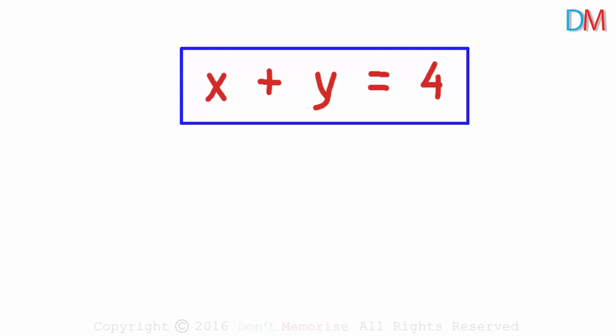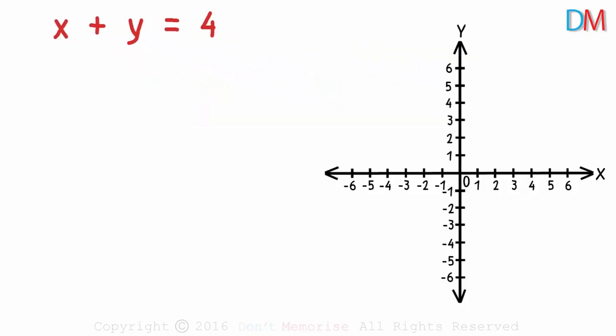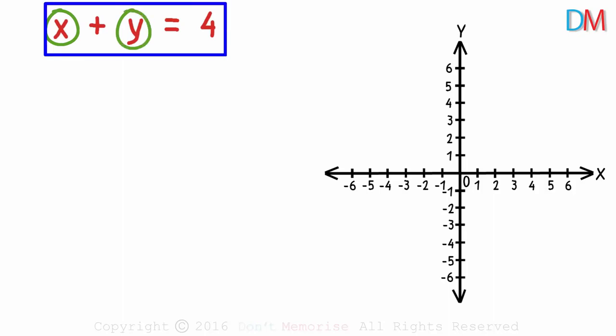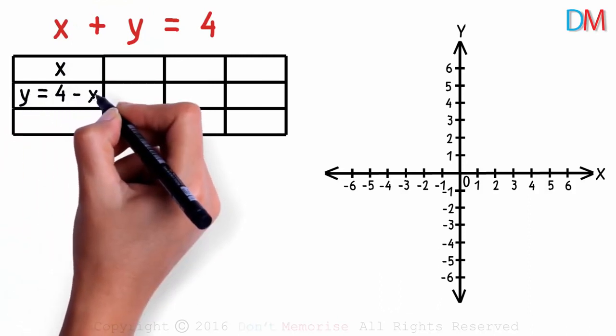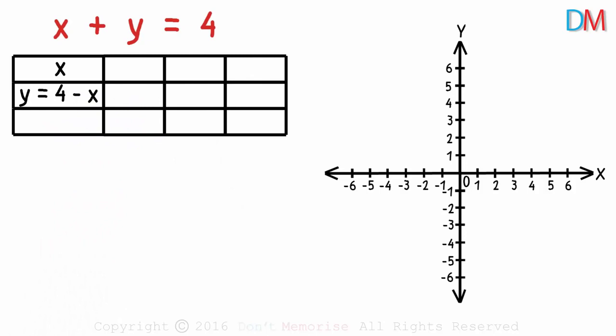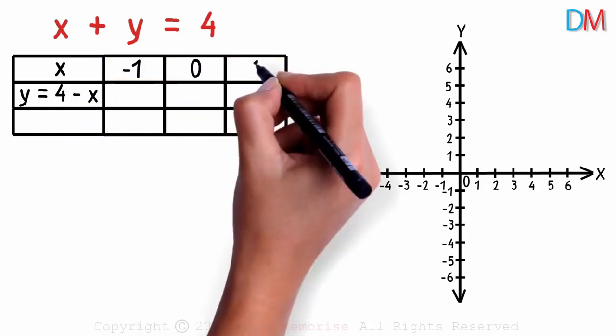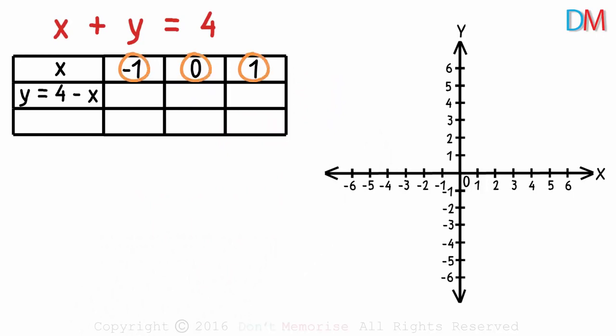Let's have the coordinate plane on the right hand side. It's very easy to represent this equation graphically. All we need to do is find many pairs of x and y values that satisfy this equation. So let's make a table here that has x values in the first row and y values in the second. Now let's take three random values of x, say -1, 0 and 1. And with these x values, let's see what values we get for y.